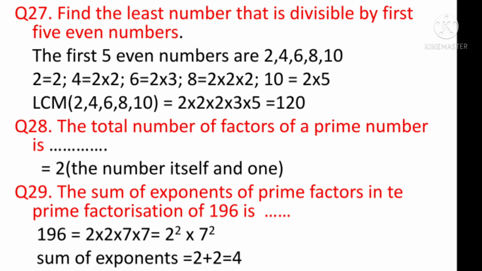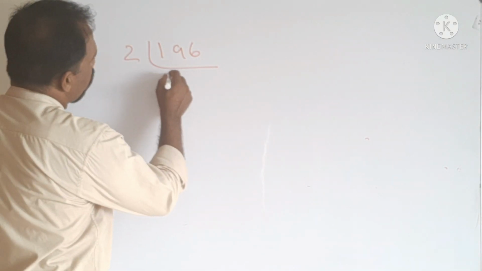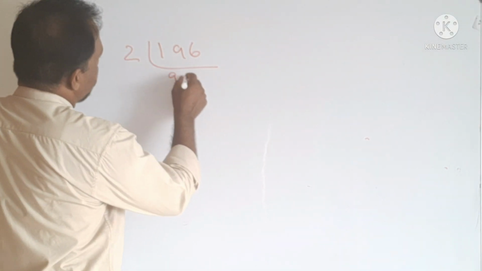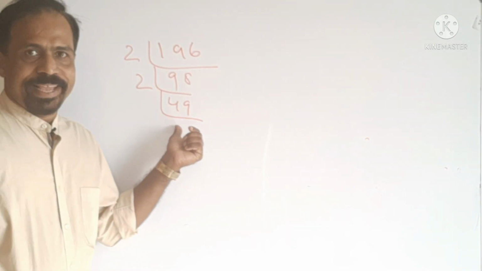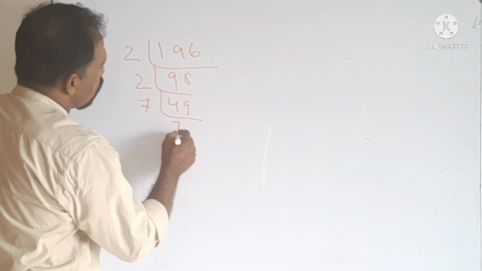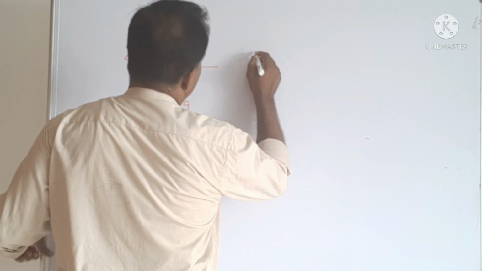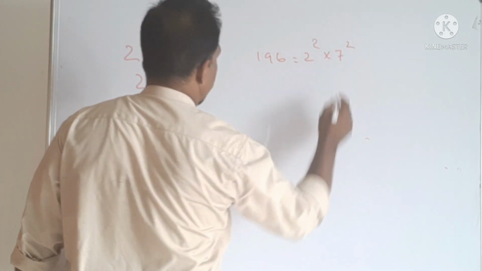Now let us do question number 29. The sum of exponents of prime factors in the prime factorization of 196. So first of all, let us do the prime factorization of 196. So it is 2, 98, another 2, 49. So 49 is not divisible by 3, so it will be divisible by 7. So 196 can be written as 2 square into 7 square.